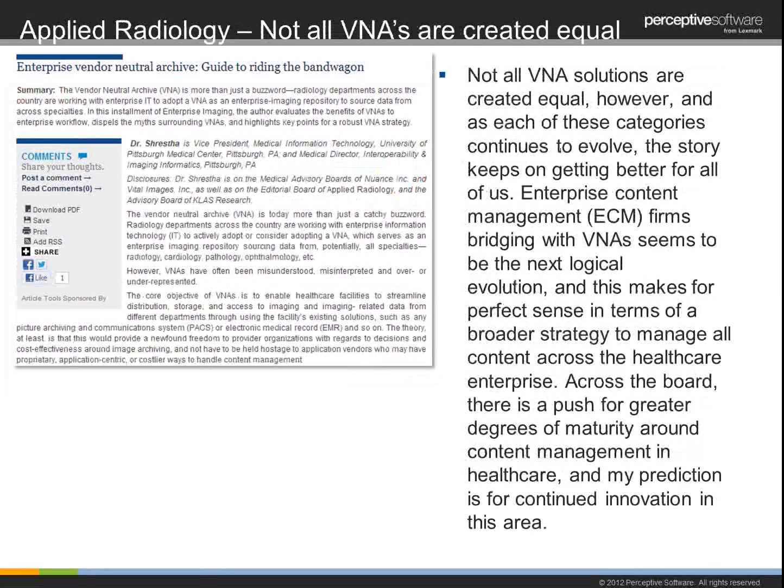There are many differences. Customers need to think hard about the business requirements for their implementation, and he really feels that enterprise content management firms coming together with VNA is a next logical evolution, as it provides a strategy for managing all clinical content within the context of the patient or the electronic health record.